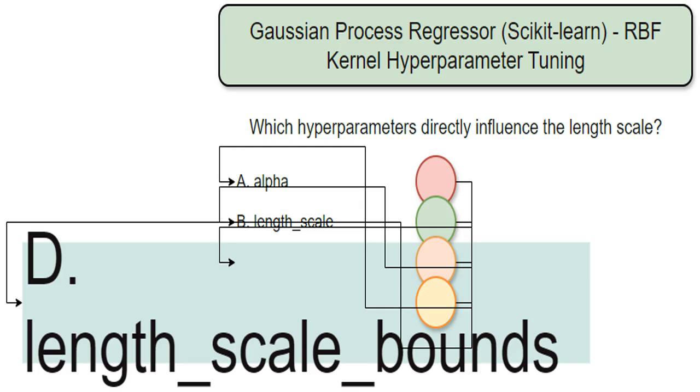You're setting the allowed range for length_scale during the optimization process. It's essential for preventing the algorithm from finding unuseful length_scales outside of this range. Think of it as guiding the optimization algorithm to find a good solution efficiently.